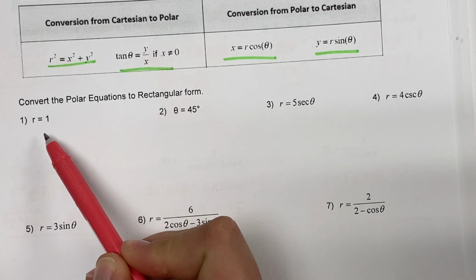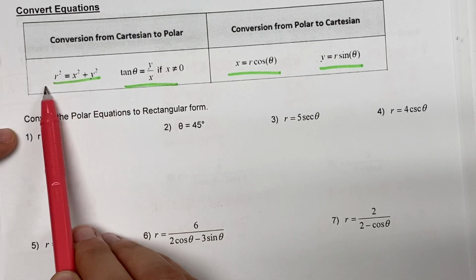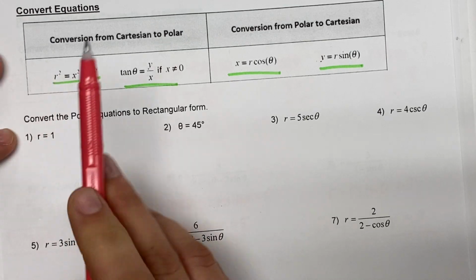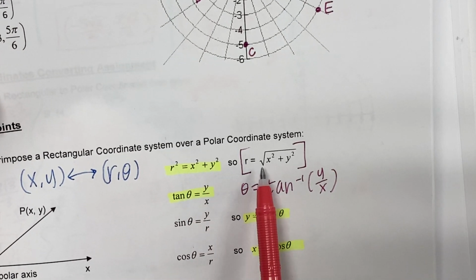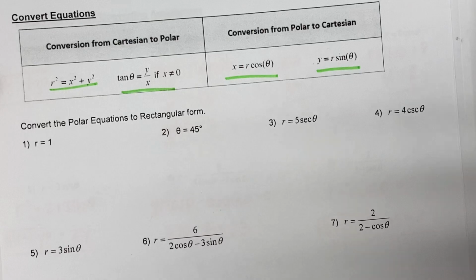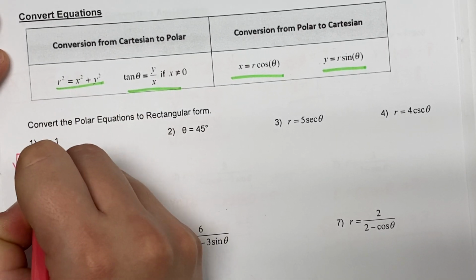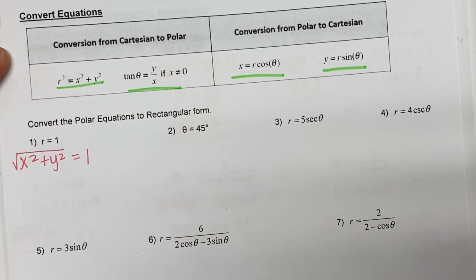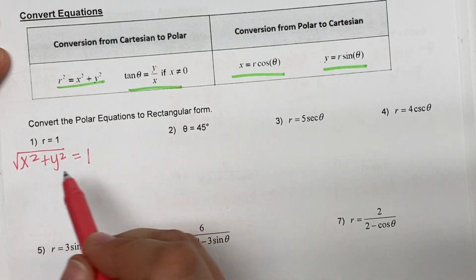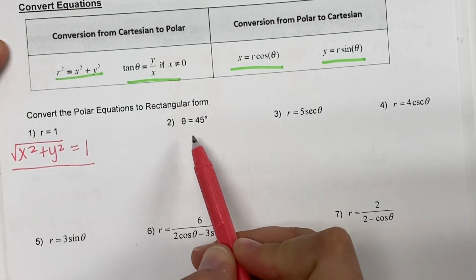So first one is r equals 1. Well, I know r squared is x squared plus y squared. So r would be the square root to get the squared away. Remember we kind of looked at that on page 4, where we took it and just put it in r equals and we just put the square root over there. So r is the square root of x squared plus y squared equals 1. Well, r is gone, x and y is there. That's my answer. Wow.